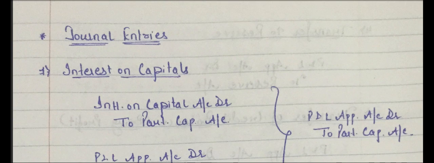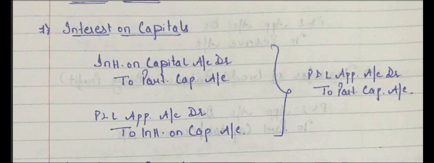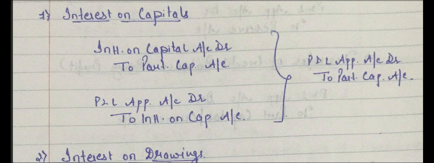Then we discussed the journal entries regarding these points, that is interest on capital. Interest on capital, being an expense for the firm, is debited and the partners' capital, because partners become our creditors, it is credited. So interest on capital to partners' capital account, and then P&L appropriation account debit to interest on capital account. If we see the net effect, it says P&L appropriation account debit to partners' capital account.